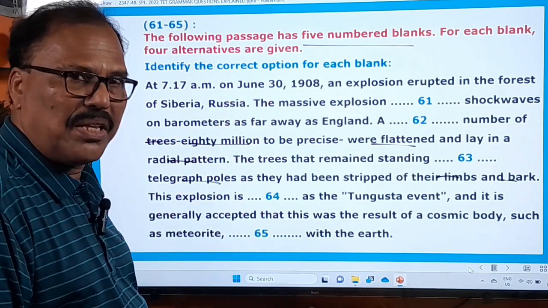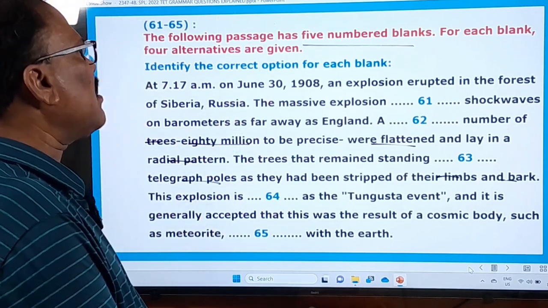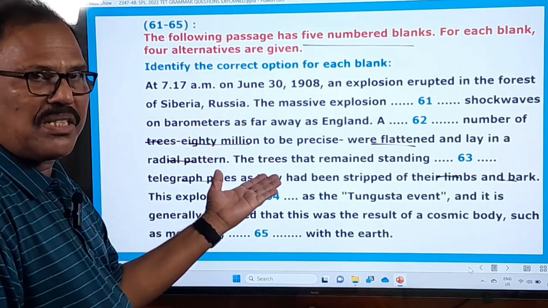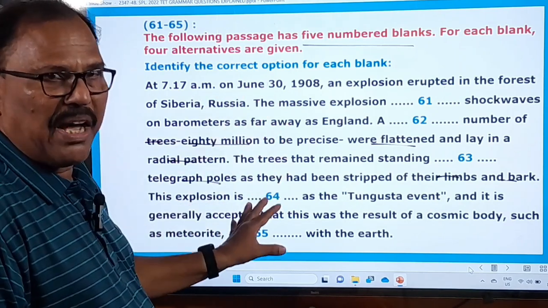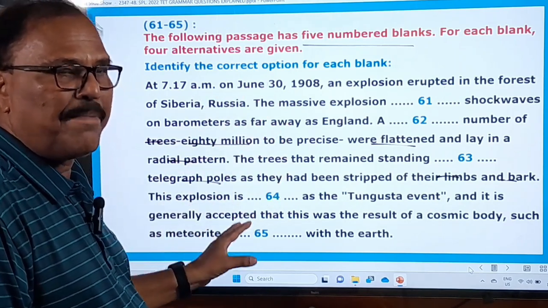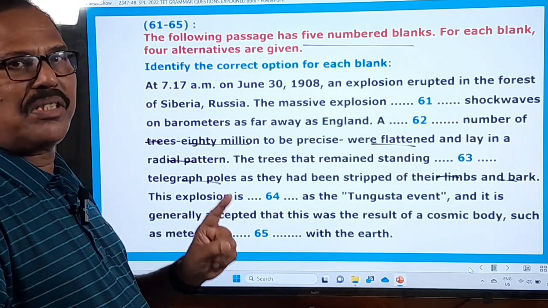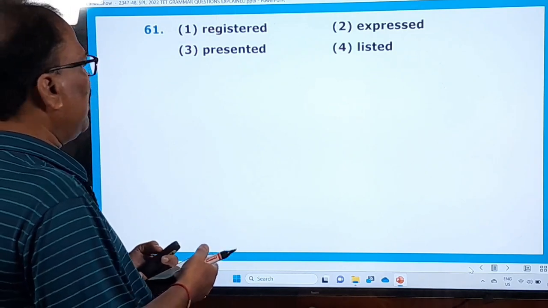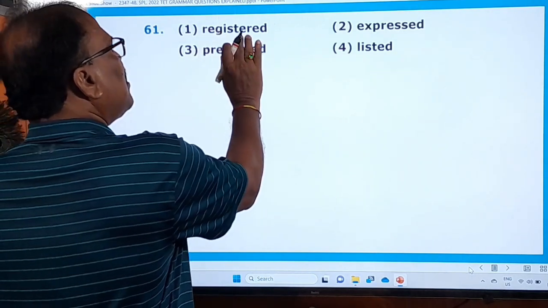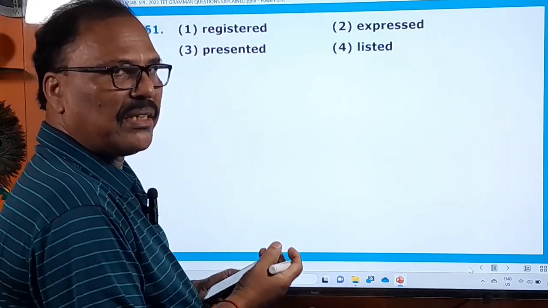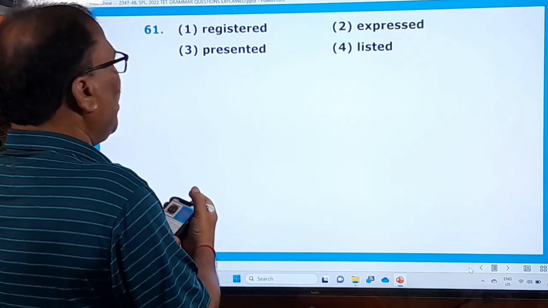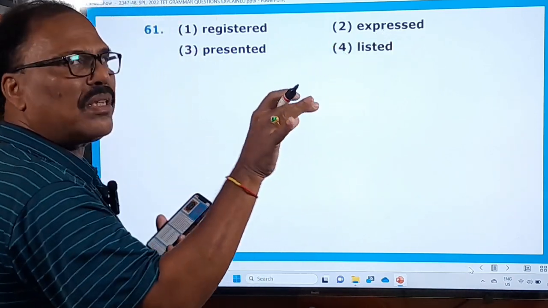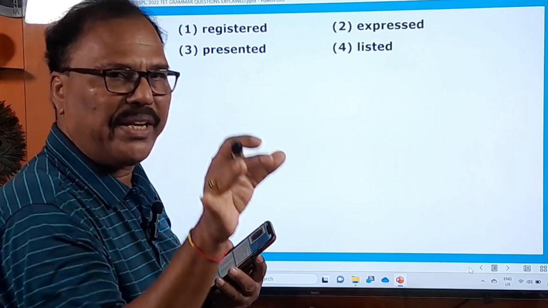Now, you have understood the meaning of this passage. I cannot come back to this passage, therefore keep this passage in your mind and let us read the questions and choose the relevant answer. Four options are given. For the 61st question, registered means recorded. Registered means recorded, and expressed means showed the feeling or showed the opinion.